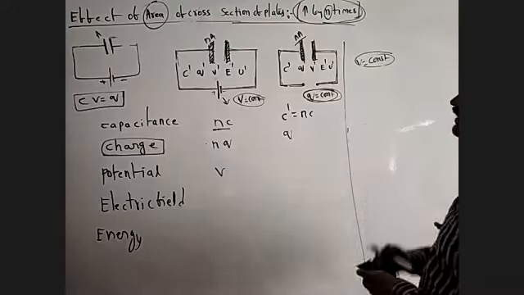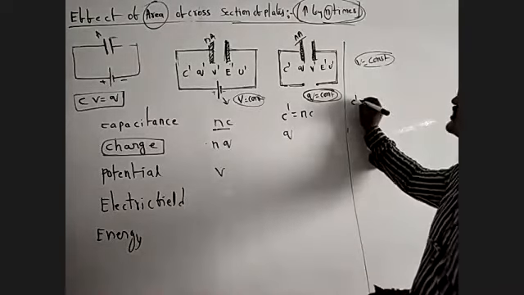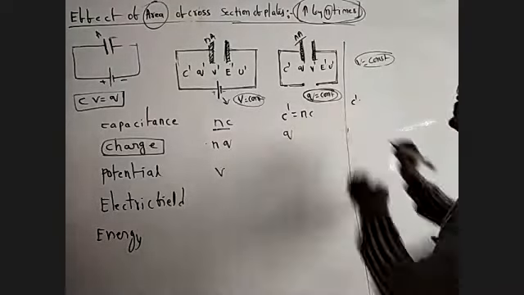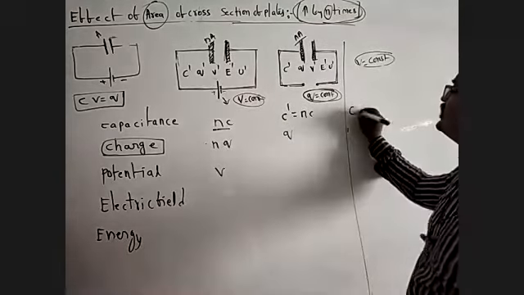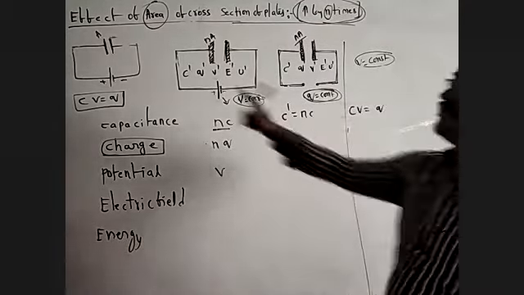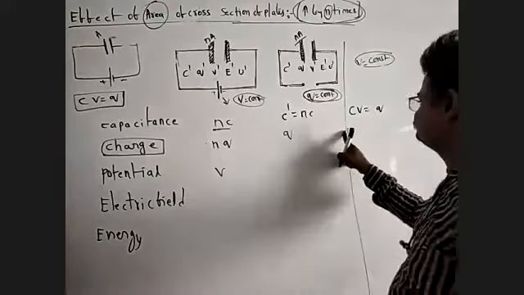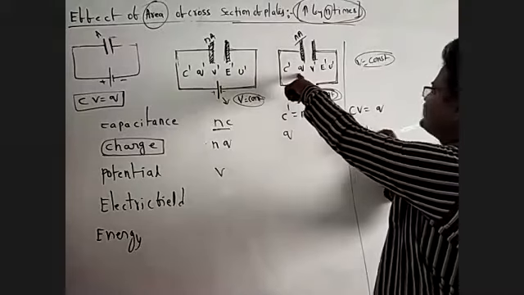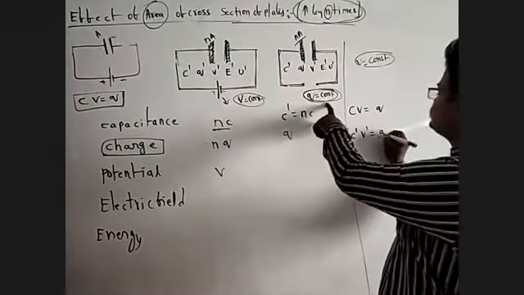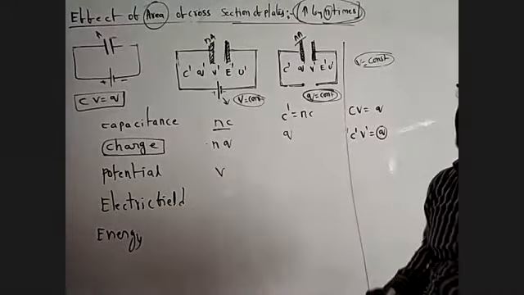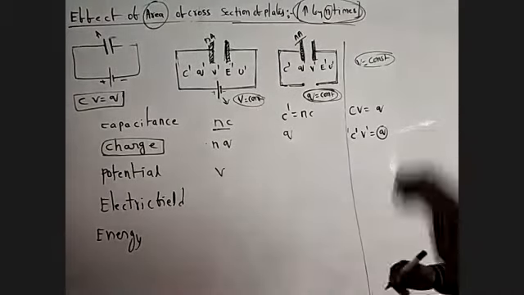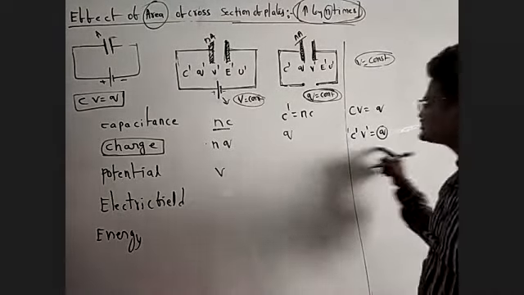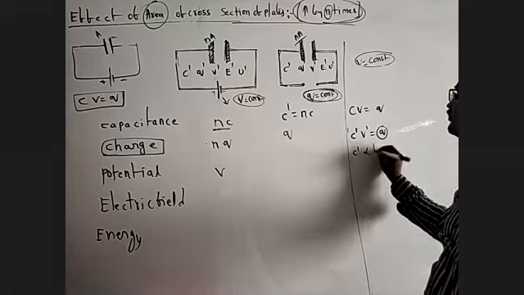What is the formula we have? CV is equal to Q. This is the first general formula. Next, I need C dash. C dash V dash is equal to Q, and here Q is constant. Q is constant means C dash is inversely proportional to V dash.